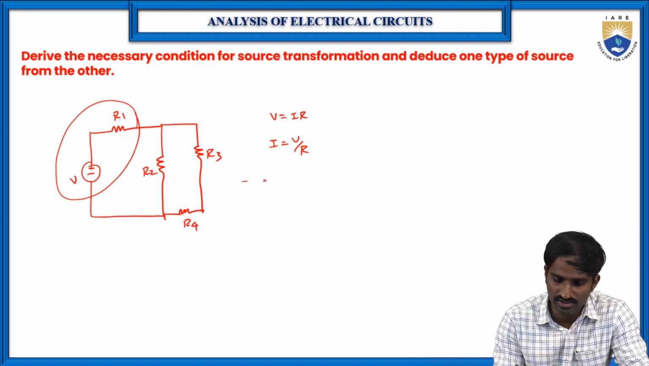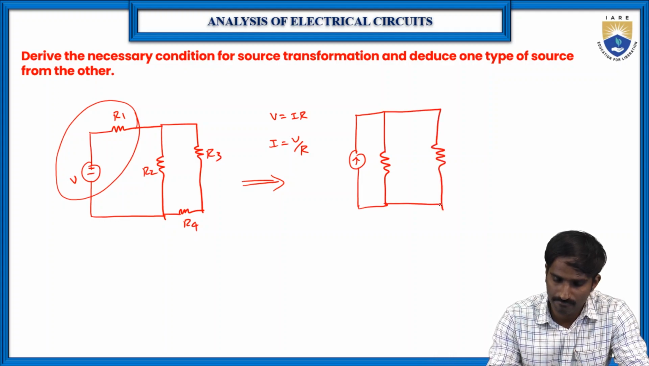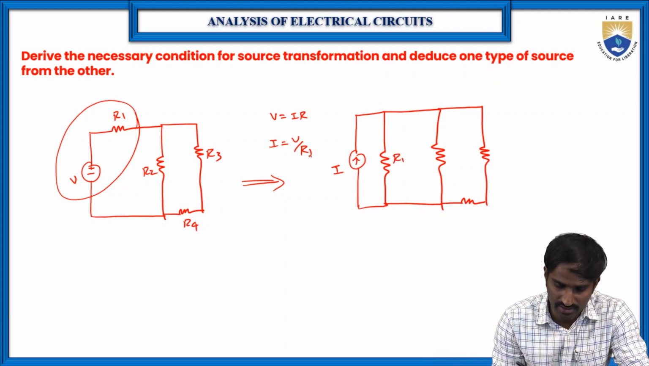If I convert this voltage source into a current source, then the circuit will become like this. Here it is the current source V by R1, and this is R2, R3 and R4.